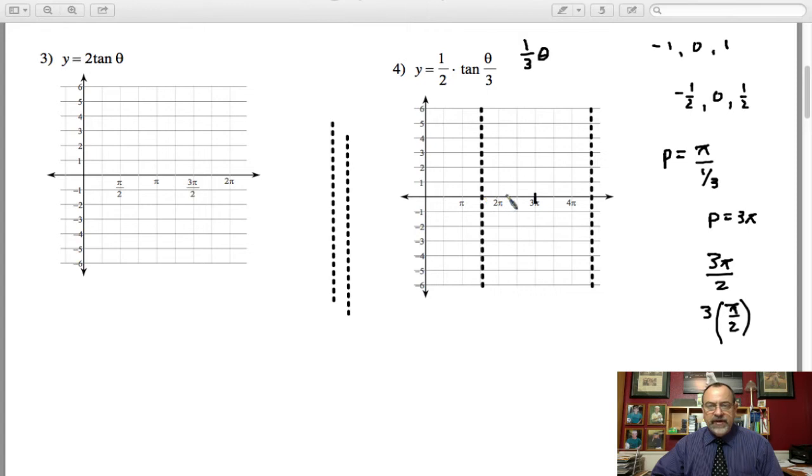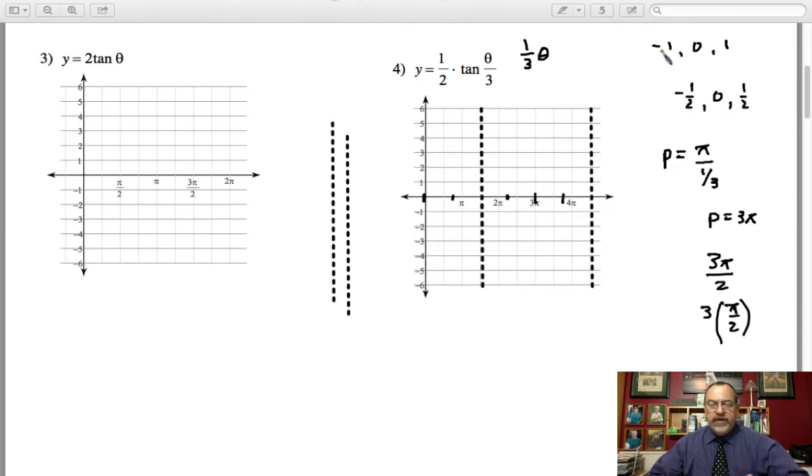So 1.5, that would be about right here. 1.5 would be about right here. Then 1.5 should put me there, which it does, and 1.5 I'd be out over here. So now that I have this, I can go ahead and graph my values.